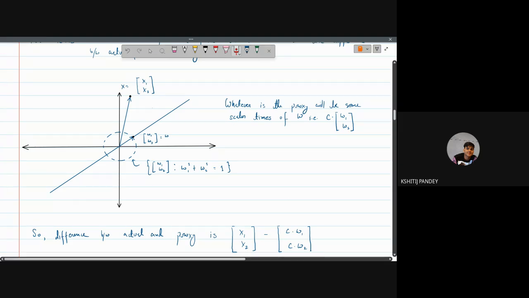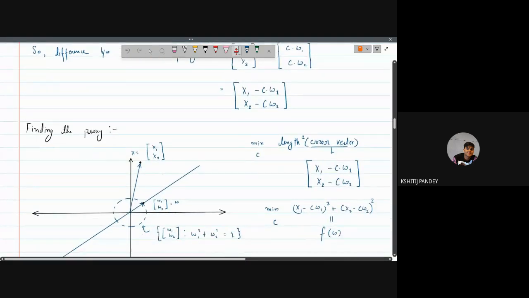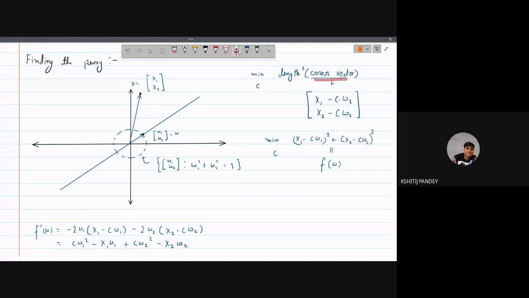I'll just show you here. This point right here is not a good proxy for this point, because it is too far from it. Compared to that, this point is a better proxy, and this point is an even better proxy than that. So we want to find which point is the best proxy. This is the setup of the problem. So we want to minimize the length of the error vector.